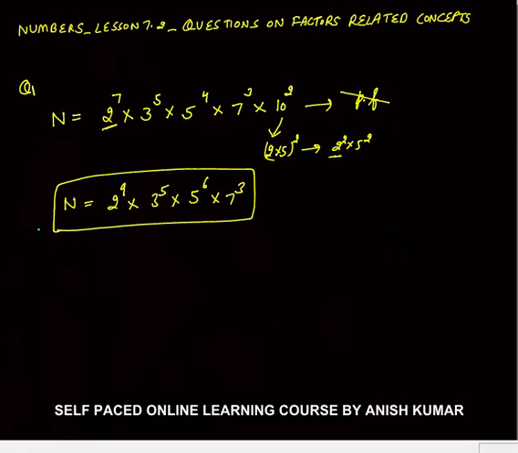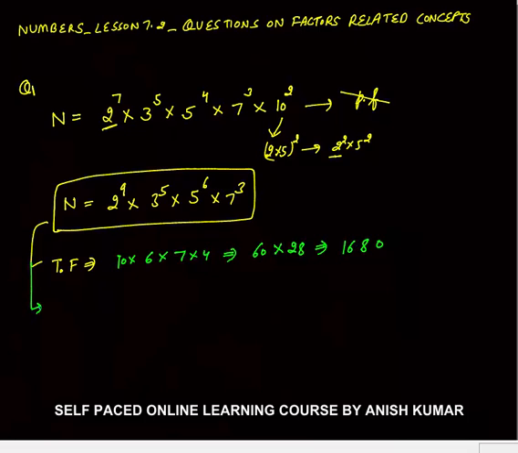For example, total factors would be we add 1 to the powers and multiply them. So 9 plus 1, 10, into 6, into 7, into 4. We are just adding 1 to the powers. 2 power was 9, 9 plus 1, 10. 3 power was 5, 5 plus 1, 6. 5 power 6, 6 plus 1, 7, into 4. This is 60 into 28. 6 eights are 48, 6 to the 12. 1680 will be the total factors of n.